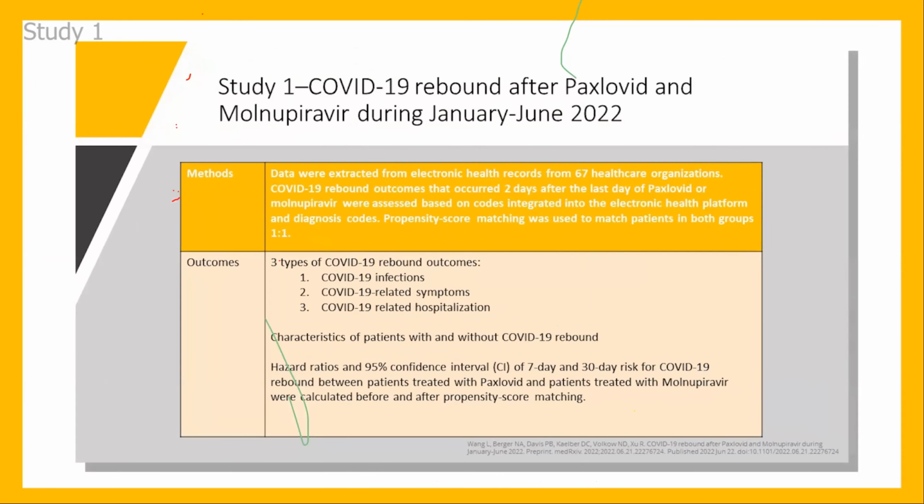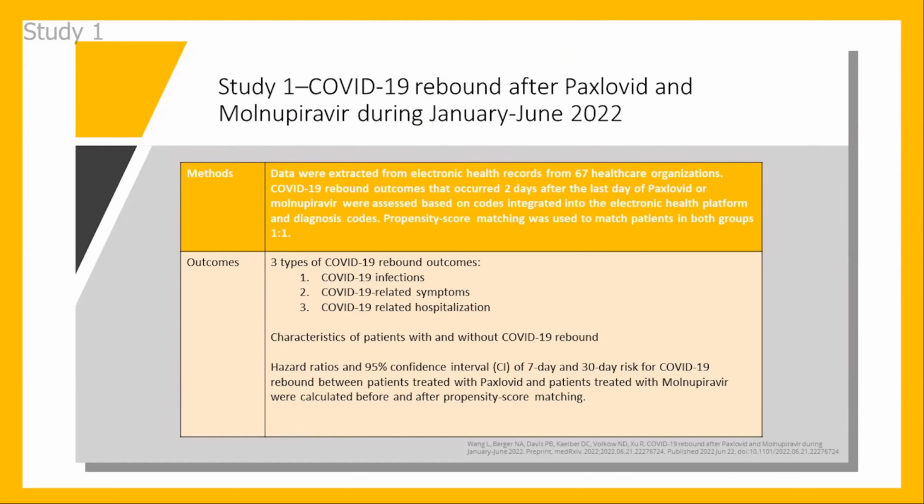Three types of COVID-19 rebound outcomes were evaluated: the rate of COVID-19 infection, COVID-19 related symptoms, and COVID-19 related hospitalization. Authors also compared the characteristics of patients with and without COVID-19 rebound. Hazard ratios and 95% confidence intervals of 7-day and 30-day risk for COVID-19 rebound between patients treated with nirmatrelvir and ritonavir and patients treated with molnupiravir were calculated before and after propensity score matching.